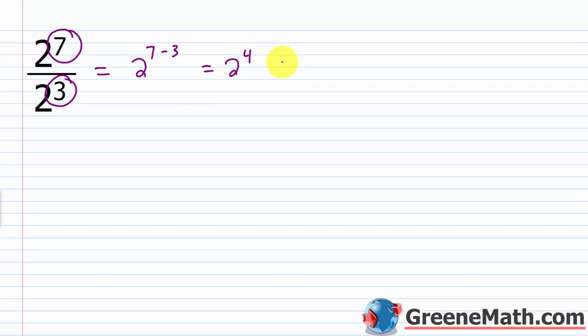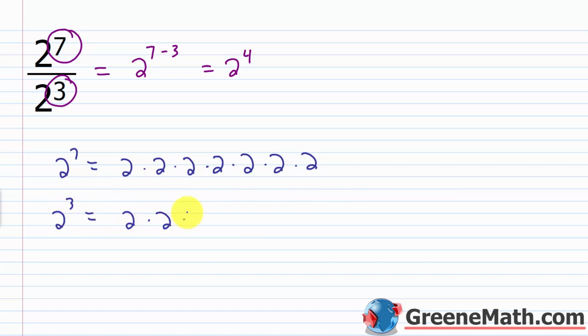Now, let's think about why this is the case. What is 2 to the 7th power? It's 7 factors of 2. 2 times 2 times 2 times 2 times 2 times 2 times 2. 1, 2, 3, 4, 5, 6, 7 factors of 2. Okay? What is 2 cubed? 2 times 2 times 2.